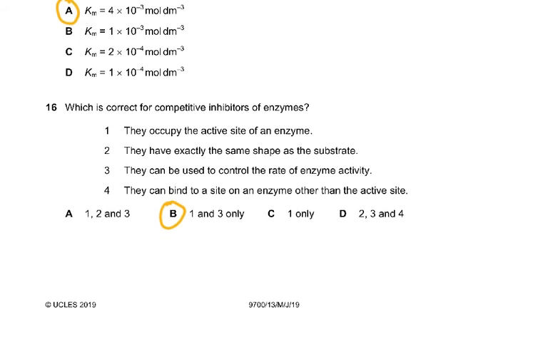Then coming to question 16, which is correct for competitive inhibitors of enzymes? They occupy the active site of an enzyme. They have exactly the same shape as the substrate. No, they don't have exactly the same shape. Maybe a little bit of it could be the shape of the substrate. They can be used to control the rate of enzyme activity. Competitive, yes, can reduce the rate of activity. They can bind to a site of an enzyme other than the active site. No, I'm sorry. Competitive inhibitors have a similar shape to the substrate, so they will always bind to the active site. They cannot bind to a site other than the active site. So that's why the answer was B.